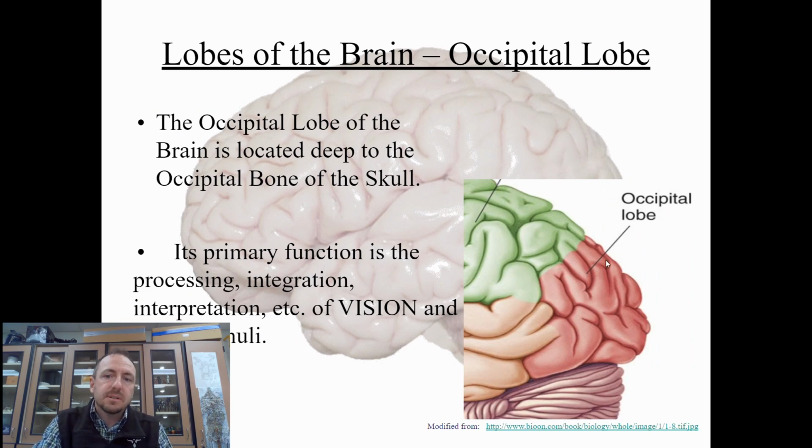The next one is the occipital lobe, just above the cerebellum and at the back side of the skull here. Its primary function is processing visual input. So you see things, and your eyes are going to send those signals, your nerves are going to send those signals back to the occipital lobe, so you can interpret what you're seeing.